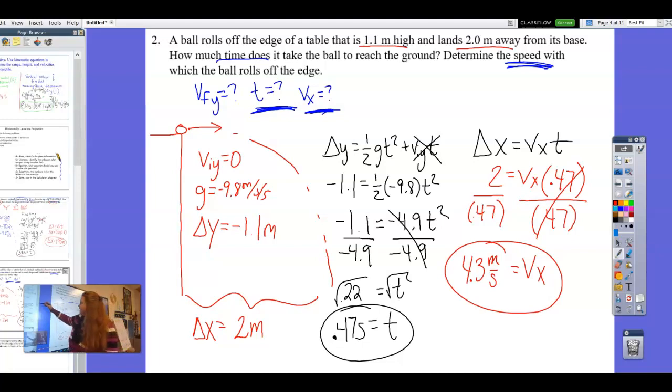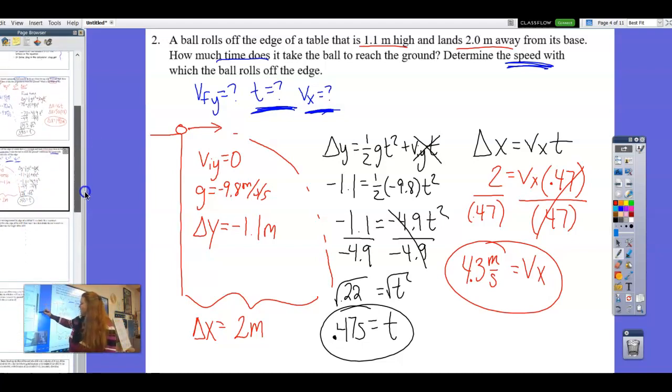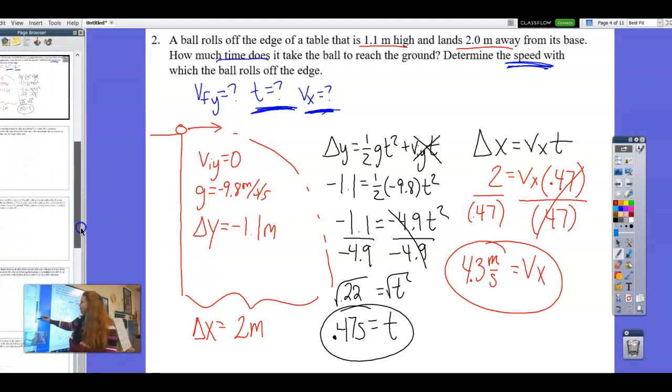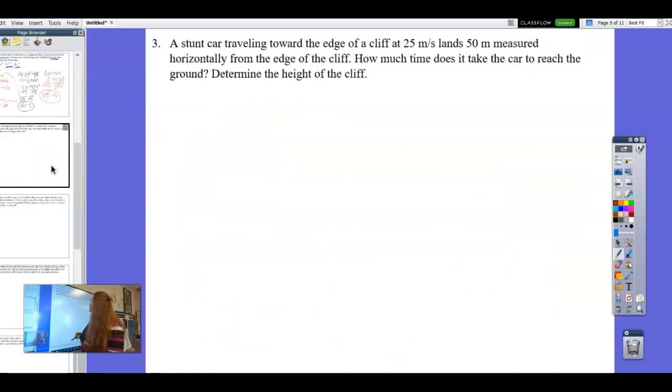All right, let's look at one more problem together here. Okay, this one's a little different, so it's good to do together. A stunt car traveling toward the edge of a cliff at 25 meters per second lands 50 meters measured horizontally from the edge of the cliff. How much time does it take the car to reach the ground and determine the height of the cliff?